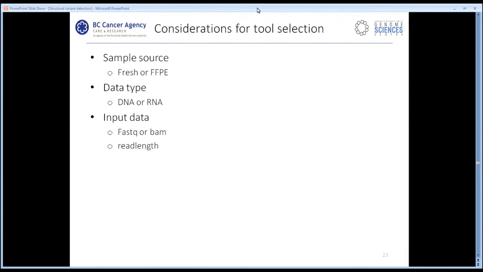You also need to look at what your input is going to be. Are you going to be using a FASTQ or a BAM file? And again, read length is important. Some of the early tools do not work well with longer read lengths that we're now seeing of, for example, the latest versions of Illumina sequencing machines.